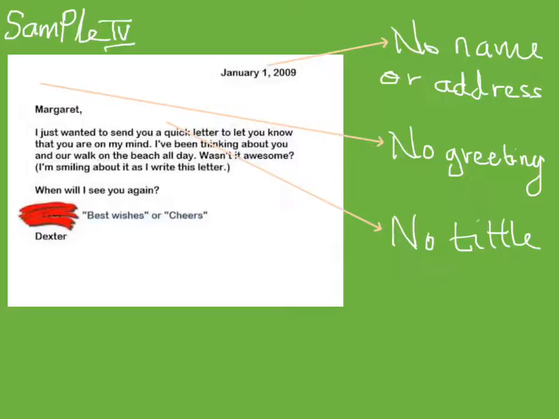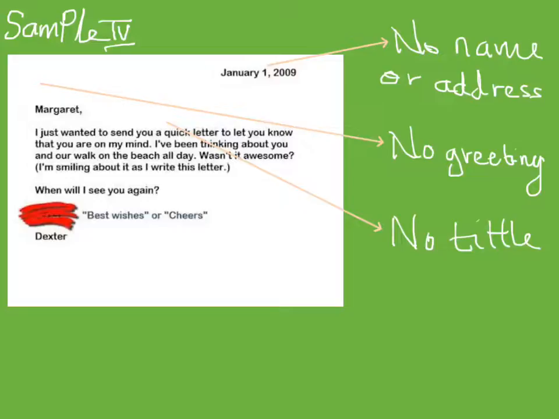and our walk on the beach all day. Wasn't it awesome? I am smiling about it as I write this letter. When will I see you again? Best wishes, cheers. You discover that the letter is very short.